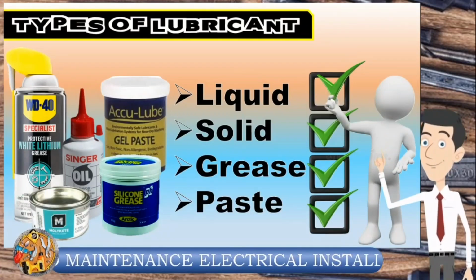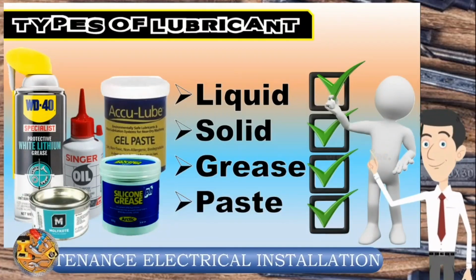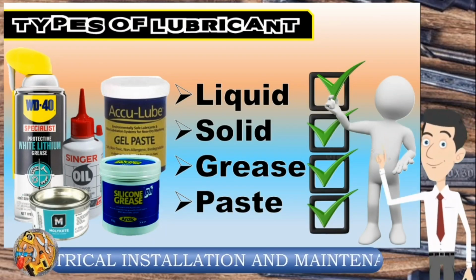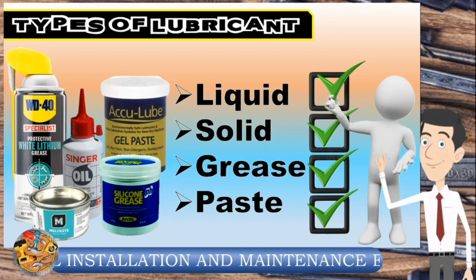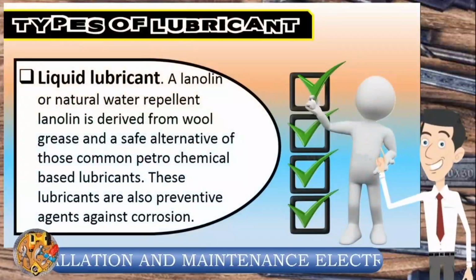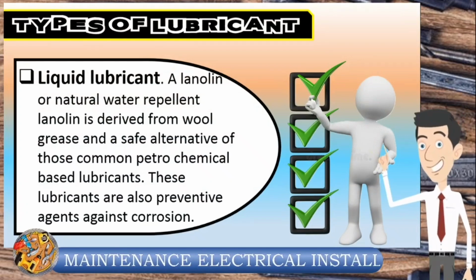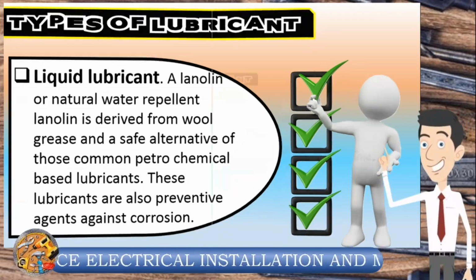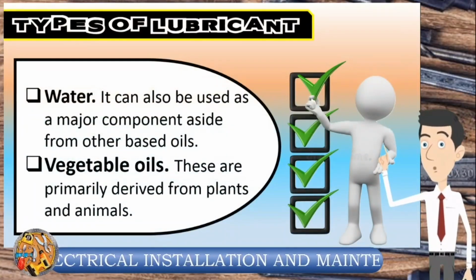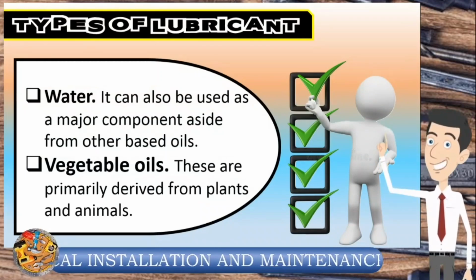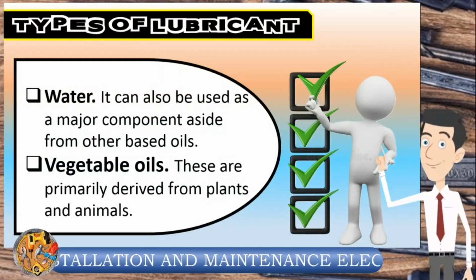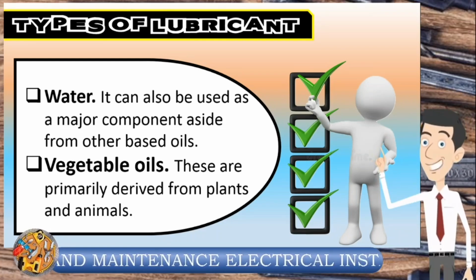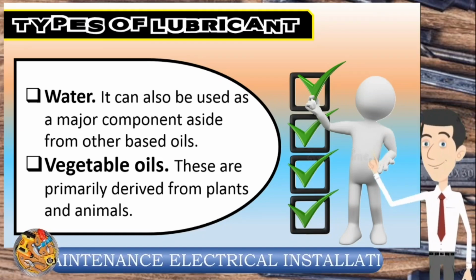Types of lubricants. We have liquid, solid, grease, and paste. These are the common materials used to lubricate our power tools or our machines. Types of lubricant. We have liquid lubricant. And second, we have water. And third, we have vegetable oil. Those are the 3 types of lubricant.